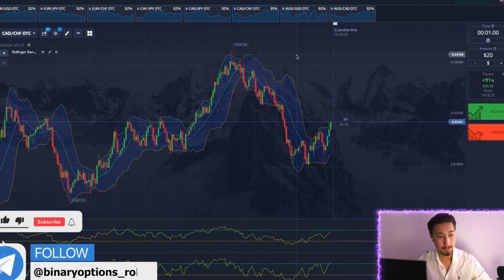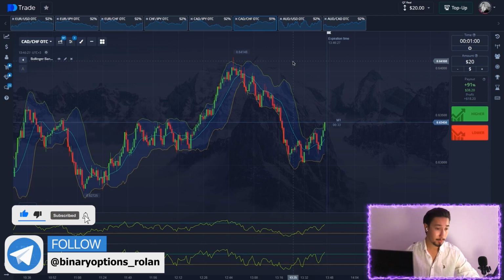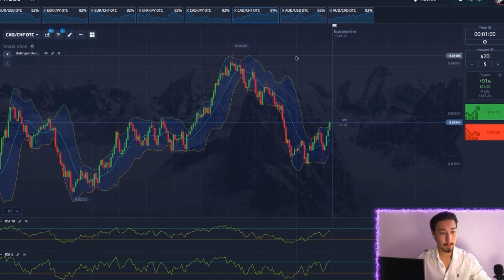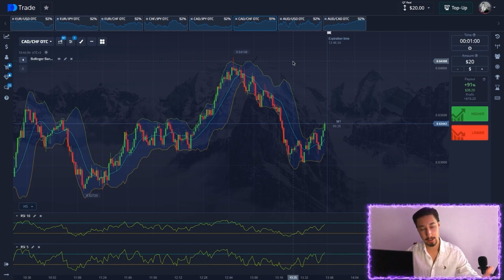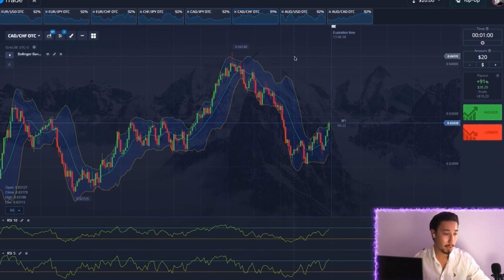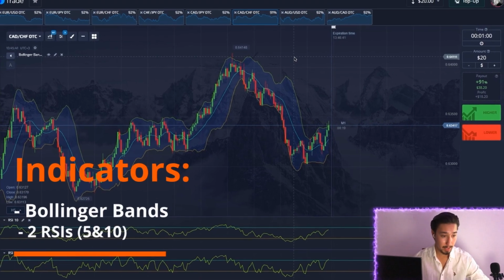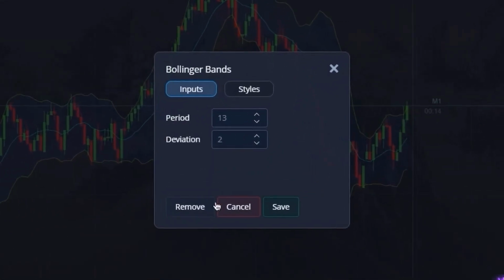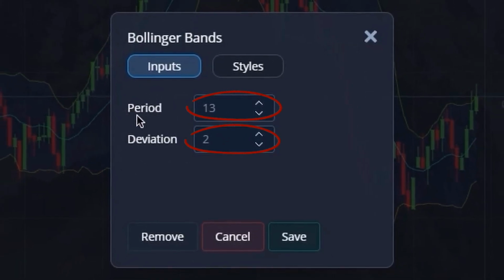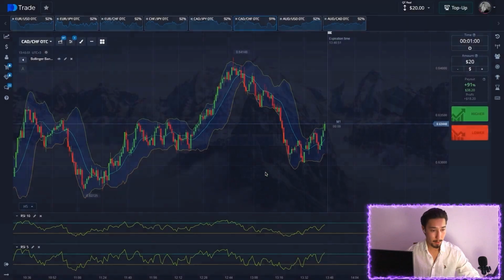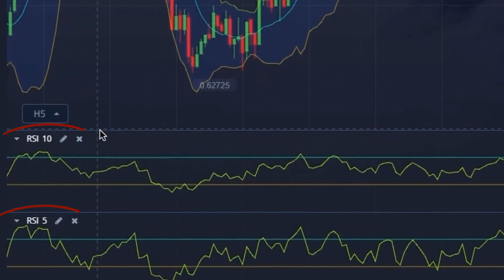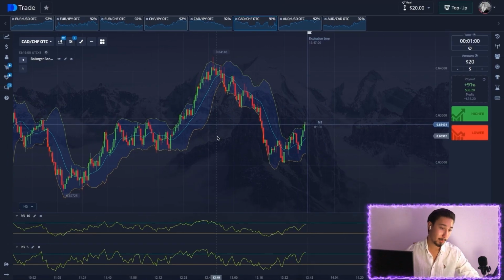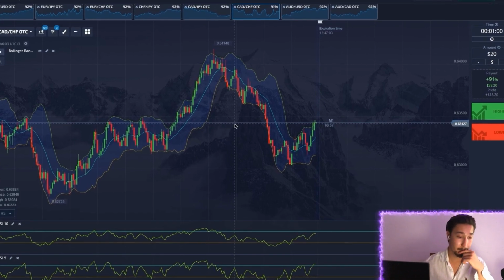As usual, I analyzed and selected all currency pairs. Today all currency pairs have OTC status, and accordingly this is a good interest on payments for each currency pair. Today we're analyzing such indicators as Bollinger Bands and two RSI oscillators. Bollinger Bands we have set with a period of 13 and deviation of 2. Both of our oscillators have different periods, namely 5 and 10. It is with these parameters that we will increase our deposit today.